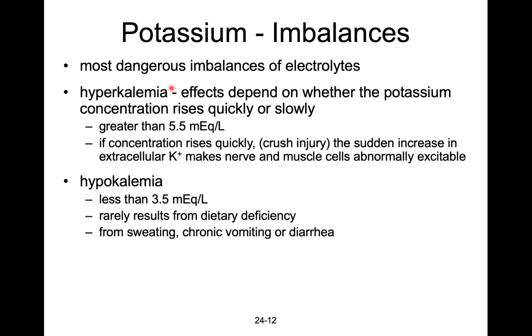This potential situation is going to be determined by how quickly that potassium level goes up. If the potassium level rises very, very quickly, that can cause nerve and muscle cells to start getting excited very easily. That can start contractions or nerve impulses that should not have otherwise been sent.